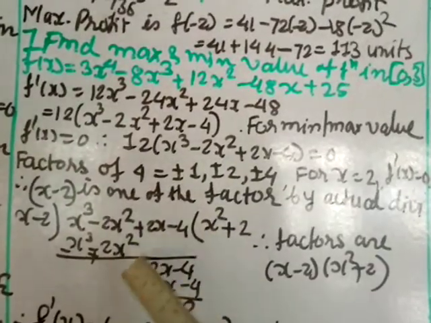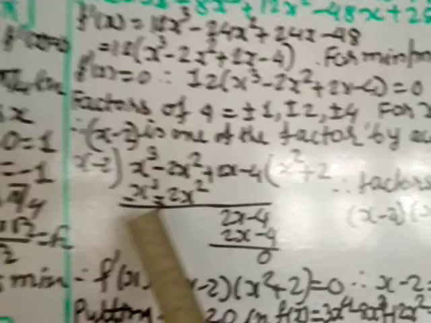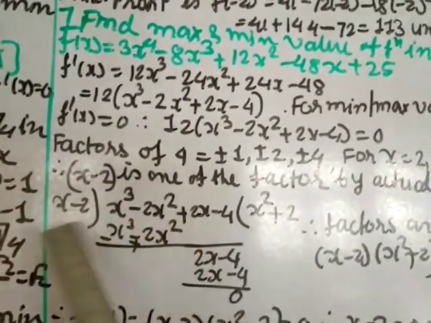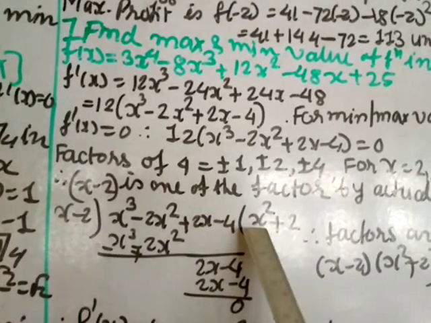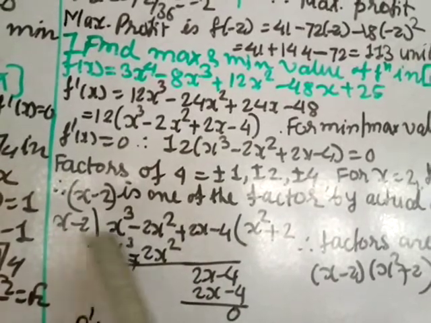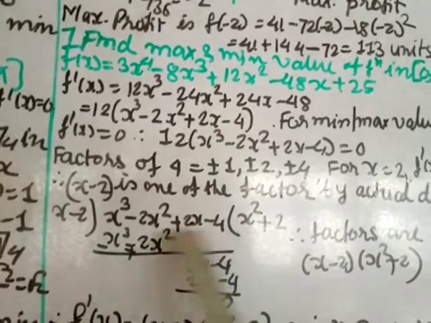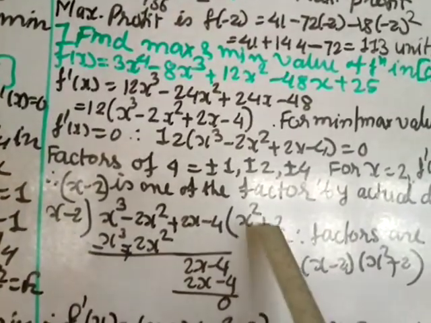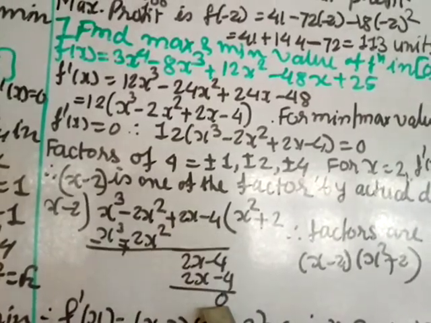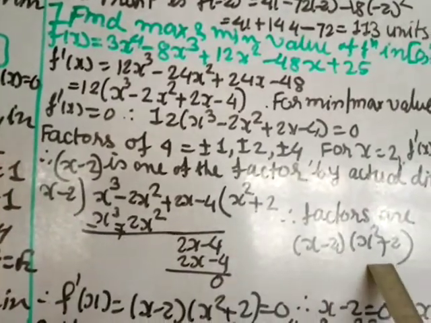I have to find the second factor, so I will do the actual division. We have done this in class 10, just doing here x cube minus 2x square plus 2x minus 4, divided by x minus 2. So first I'll take x square. x square into x is x cube, x square into minus 2 is minus 2x square. So this will cancel. I'll bring this down. Now here is 2x, so I'll multiply by 2, so plus 2. 2x, 2 into 2, 4. So it will become 0. So the factors are one is this and one is this. So I have written x minus 2, x square plus 2.